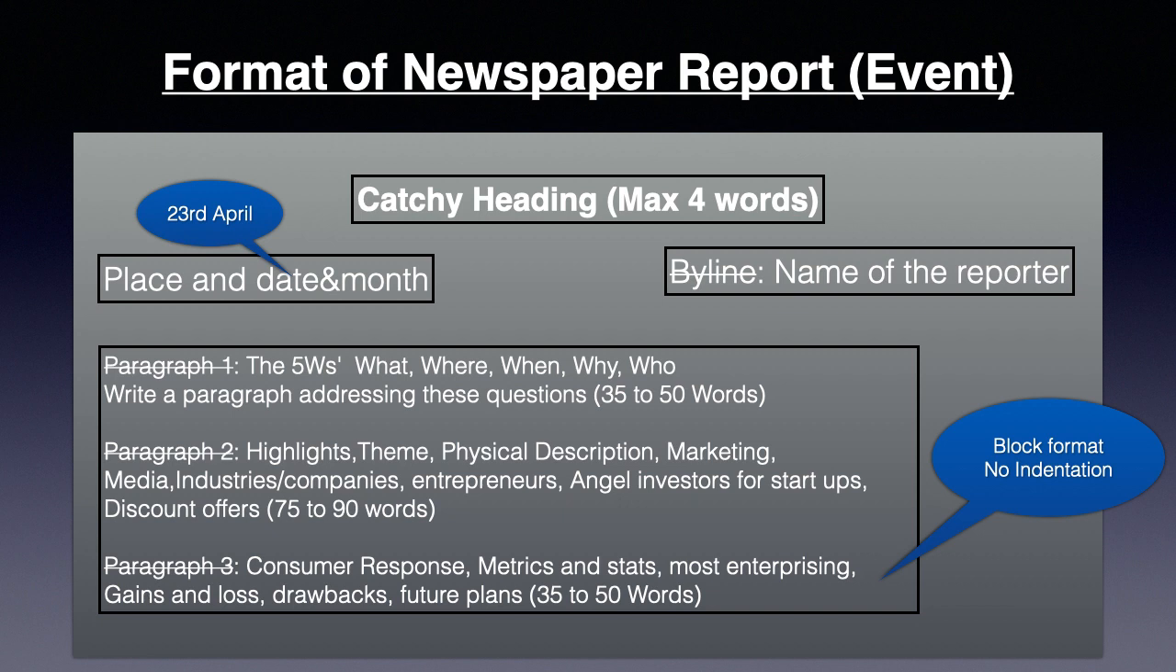Para 3. This is again important. Consumers' response, the metrics and stats. Now, what are the metrics and stats all about? It is about the footfalls of the people visiting, and the sales that have been made. So you can give the stats of that. That is certainly going to enhance your writing, summing up the entire event. Most enterprising, gains and loss. Drawbacks also, because there might be certain drawbacks of this event, so that can be pointed out without being too harsh. And then of course the organizers would certainly have future plans, so even that can be stated in a line or so. So this also would come up to 35 to 50 words.